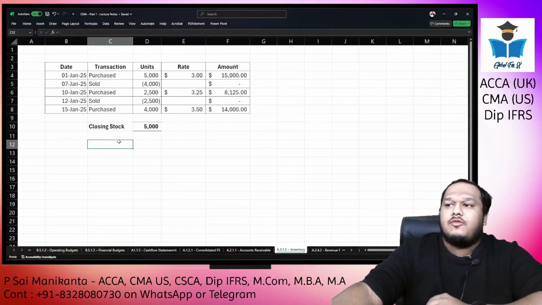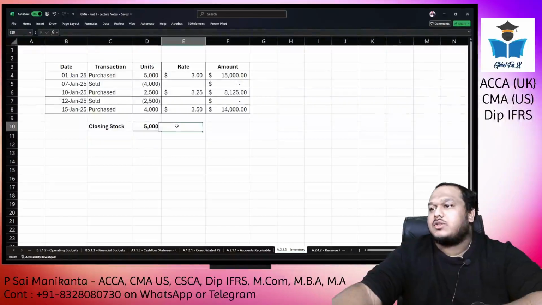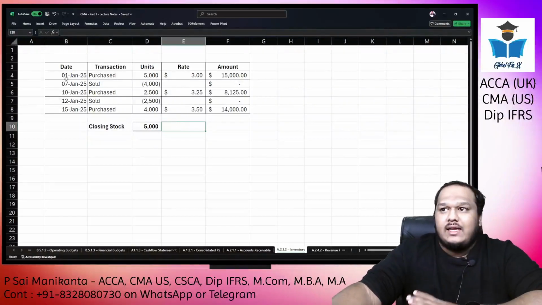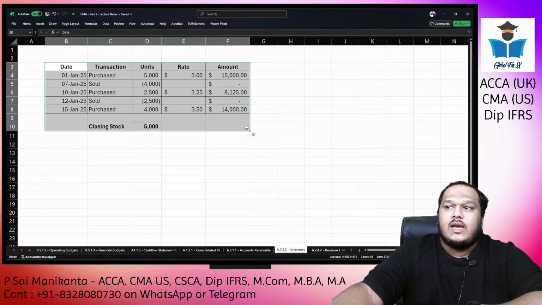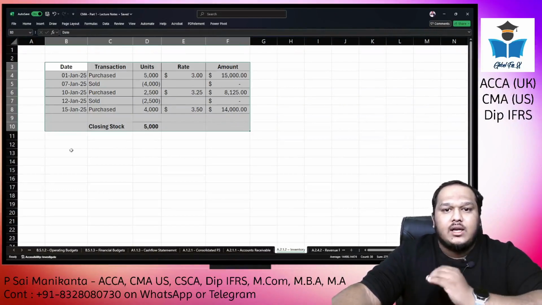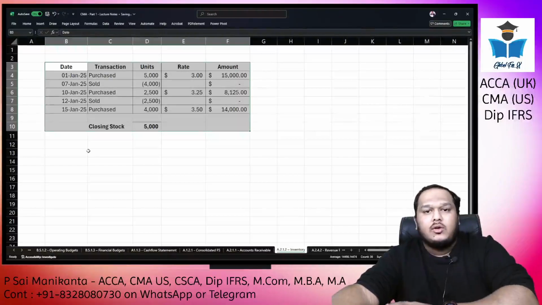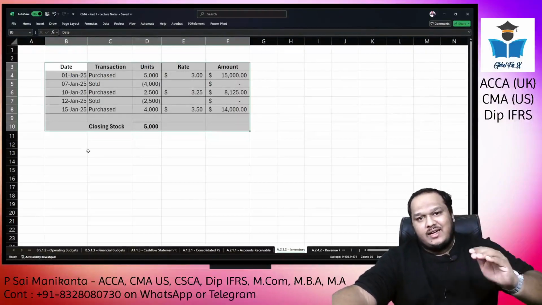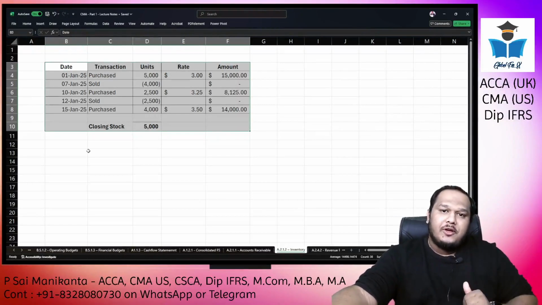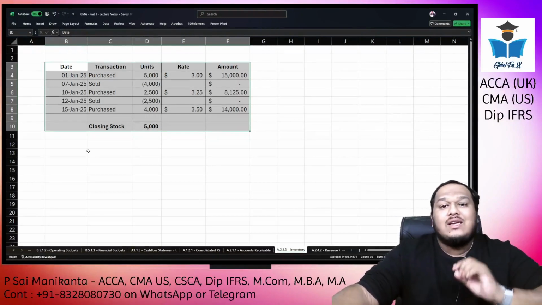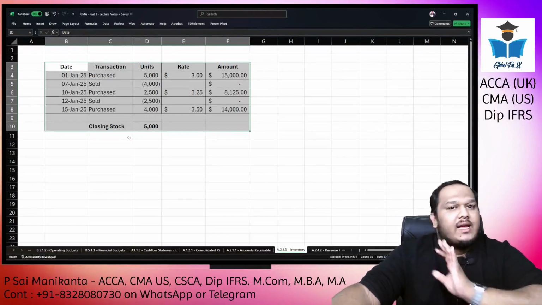All right, so 5,000 units are there in the closing stock. So now let's deal with this question. This will be the same question. What I'll do is this same single question I'll solve in FIFO periodic, FIFO perpetual, weighted average periodic, weighted average perpetual, LIFO periodic, LIFO perpetual. So total in 6 models we will solve the same scenario.